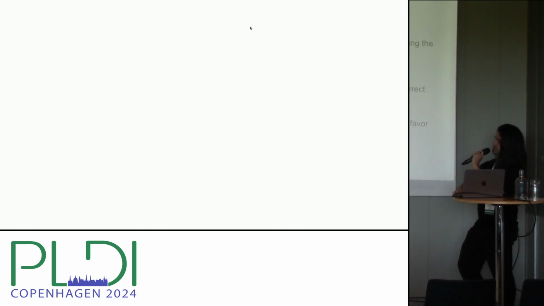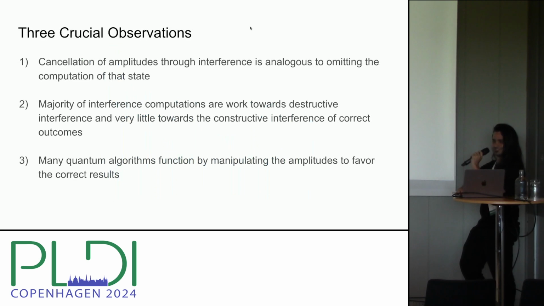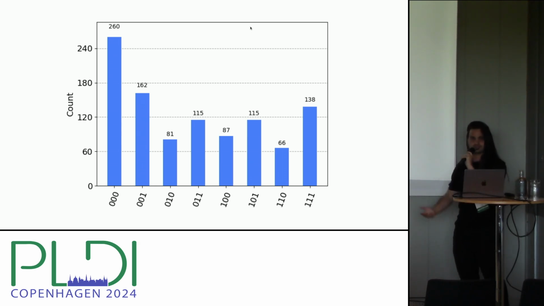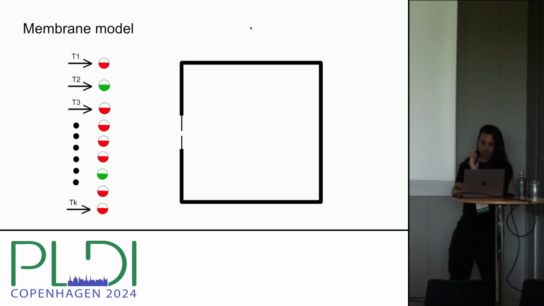This is, of course, because our quantum algorithms are probabilistic, and in this execution of Shor, we still have a chance of getting the incorrect result and rerunning the circuit. The way I like to visualize this is through a membrane model.